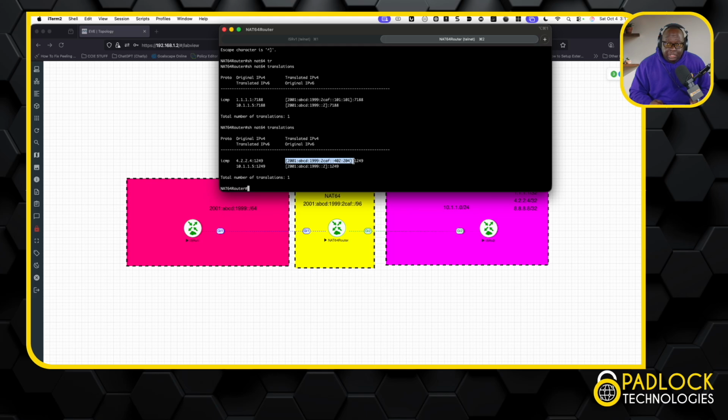So hopefully that cleared up what NAT64 is and what it's used for. Normally, you would have an IPv6 DNS server, so you don't have to use the IP address. You would just ping the FQDN, and then the IPv6 address would come back, and the NAT64 router would do its translations. Very simple to set up, but it's a weird concept to understand.